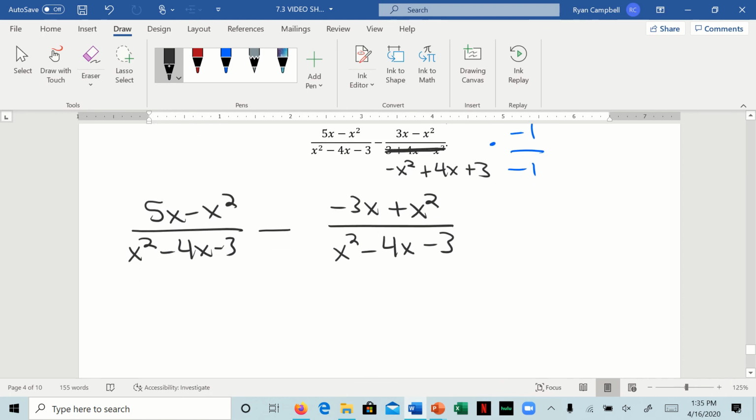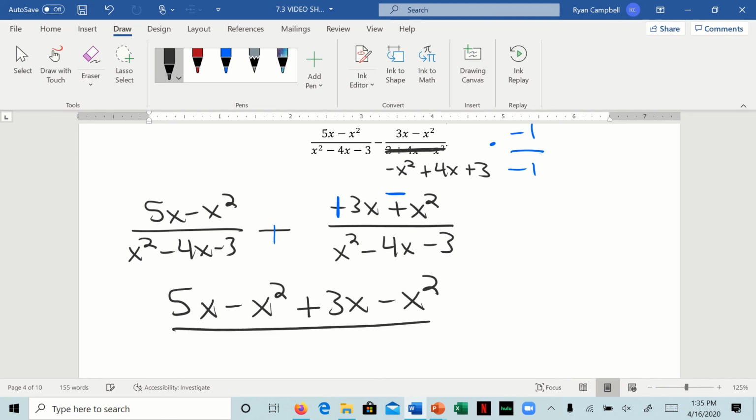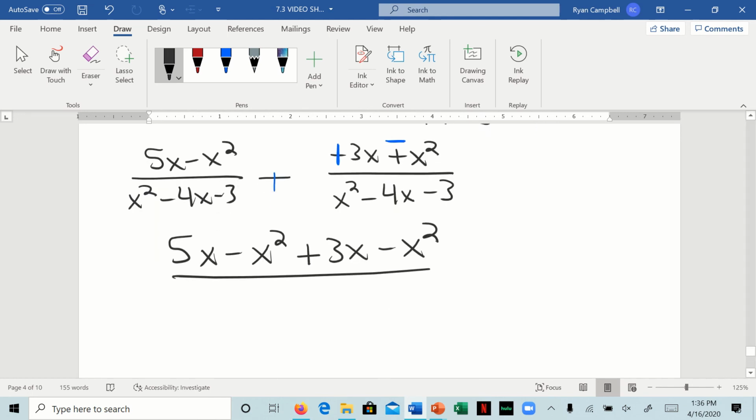So we got common denominators, so now we can subtract. So remember, when we subtract, we have to flip the signs of the second numerator. So positive, negative. So 5x minus x squared plus 3x minus x squared over x squared minus 4x minus 3.